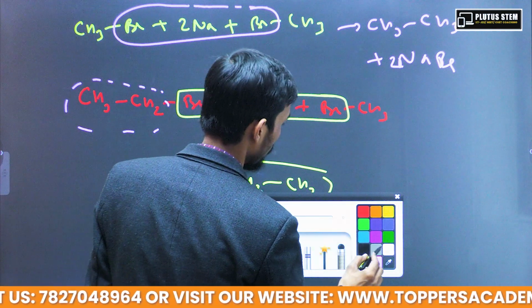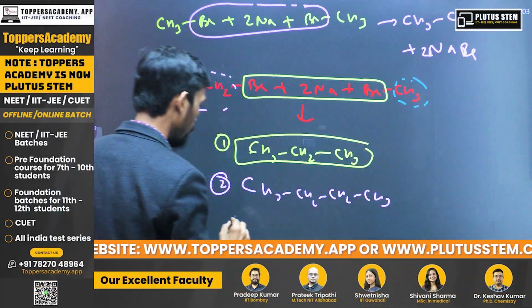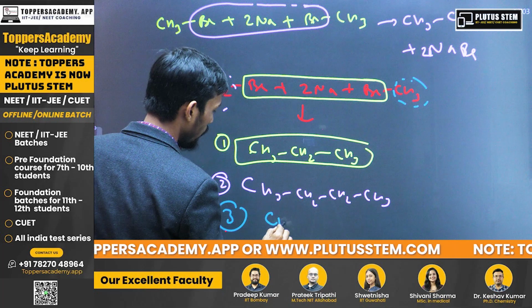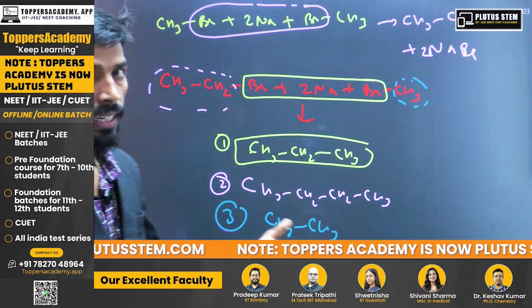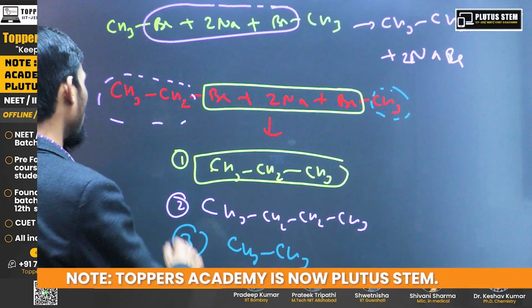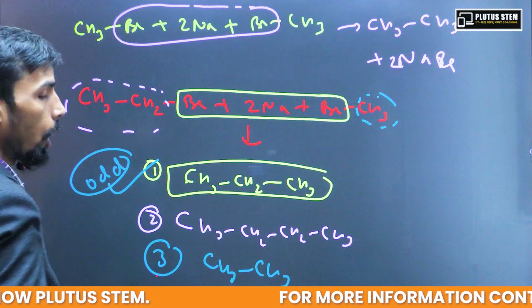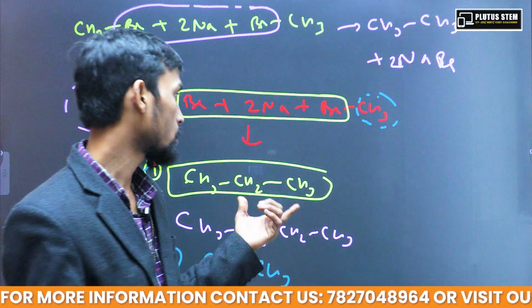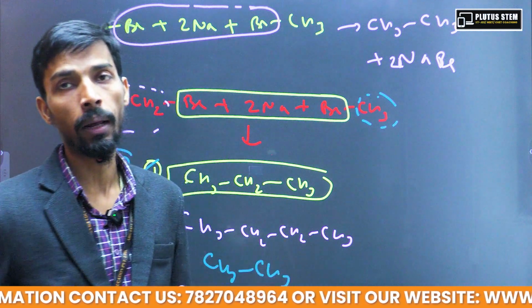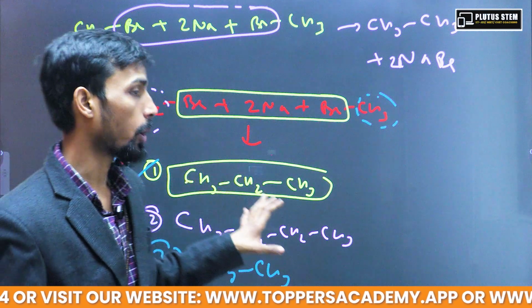And in a similar way, this ethane can react with the same molecule and we will get ethane. So there are 3 types of alkane being formed. If we need to prepare an odd alkane, it is not a good way to form an odd number of alkane. So the best way is to form the even number of alkane.